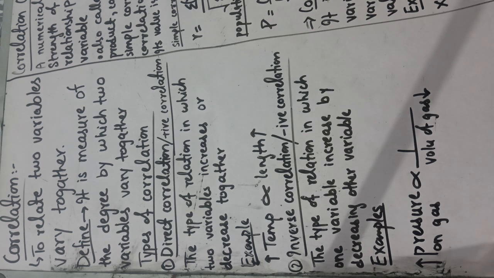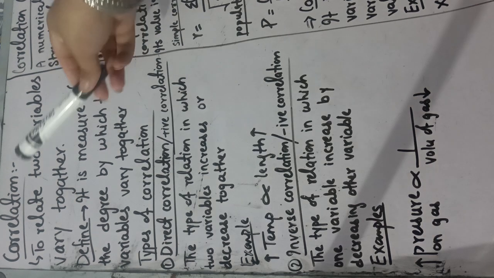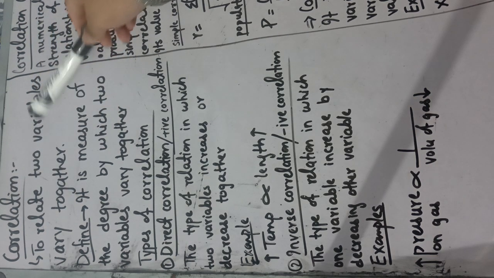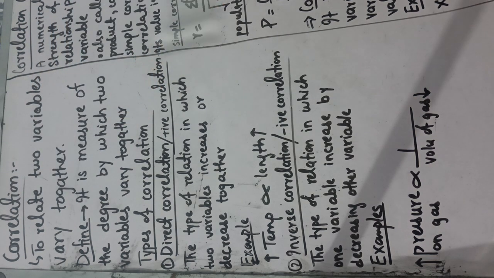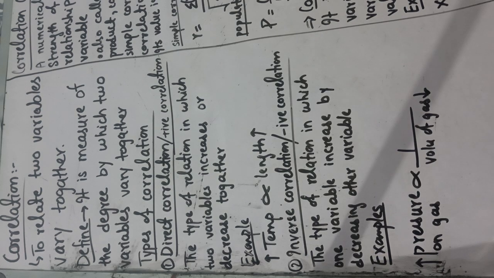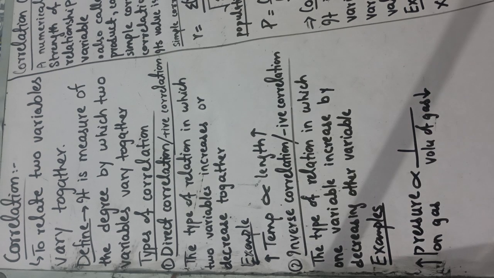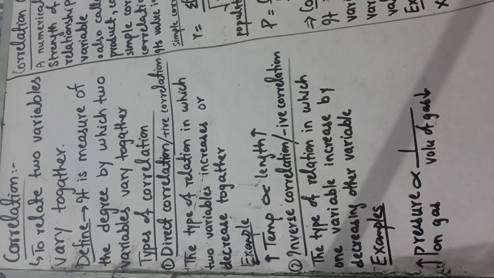So, what is correlation? Co means together, and relation means to relate something. So in this definition, we are going to relate two variables which are varying together. Vary means which are different from each other. So if you relate two such variables which are different from each other, then it means you are doing the correlation.